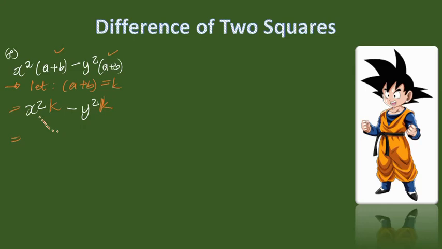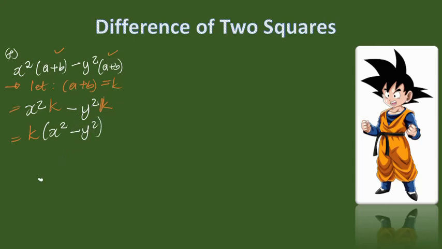And then what do I realize? I have x squared k. I have y squared k. What did I say twice there? The k. K is a common factor here, right? I take out k as a common factor here. And then I'm left with what here? I'm left with x squared minus y squared.